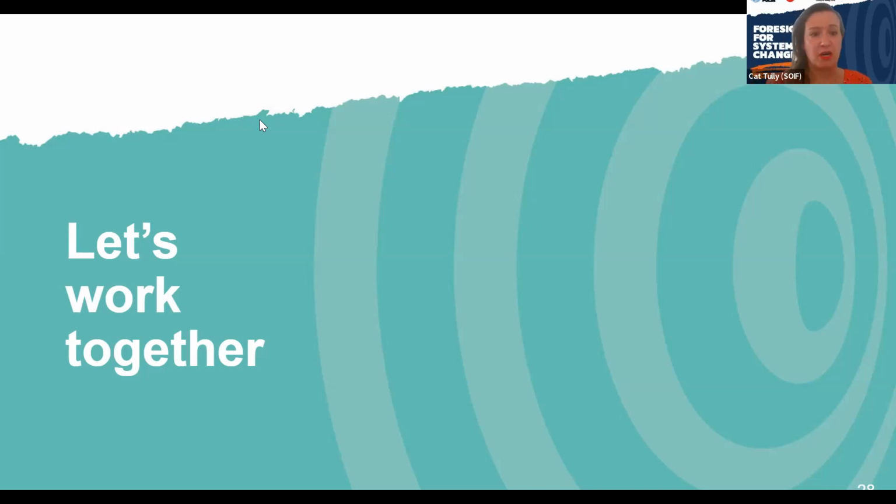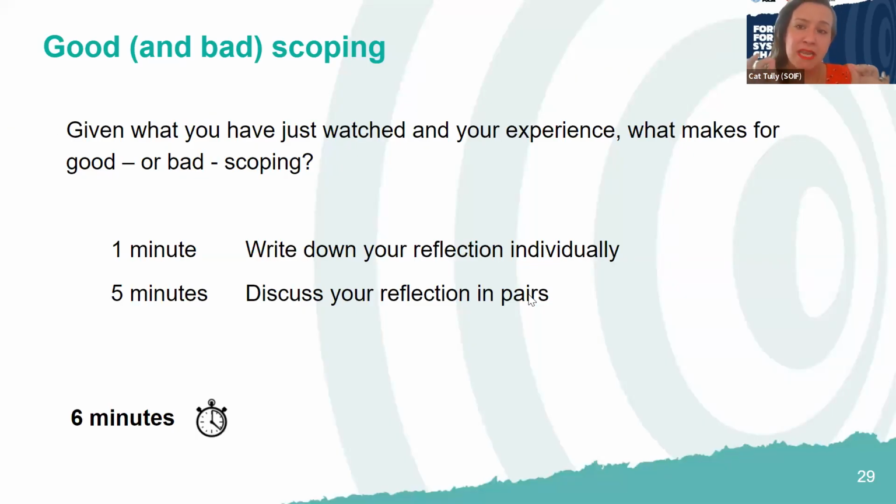So what we're going to ask you to do now is spend 1 minute writing down your reflections individually, given what you've just watched and your experience, of course, on what makes for good or bad scoping. 1 minute, and then we'll put you into random pairs and just discuss your thoughts for 5 minutes. And we'll spend a few minutes when you come back to take your feedback in the chat and also any contributions that you want to make verbally.